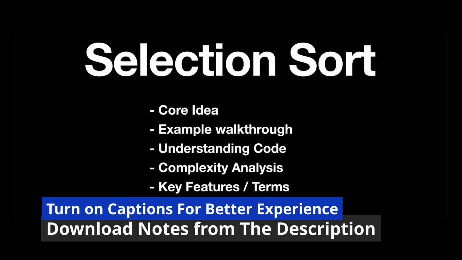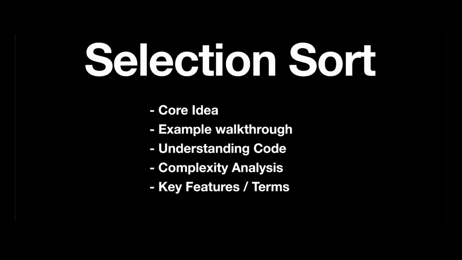Hello and welcome back. In the previous videos, we looked at bubble sort. We then optimized bubble sort so that it runs in big O of n time complexity in the best case. In this video, we will be looking at another classic sorting algorithm, which is selection sort. Selection sort is also a big O of n square time complexity algorithm.